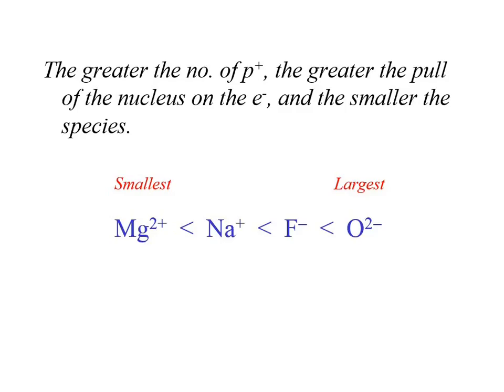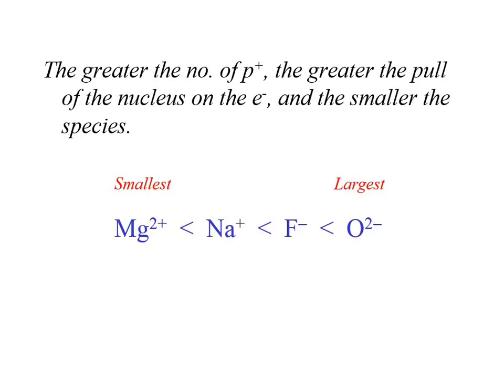So magnesium will be the smallest, followed by sodium cation, followed by the fluoride anion, followed by the oxygen or the oxide anion.